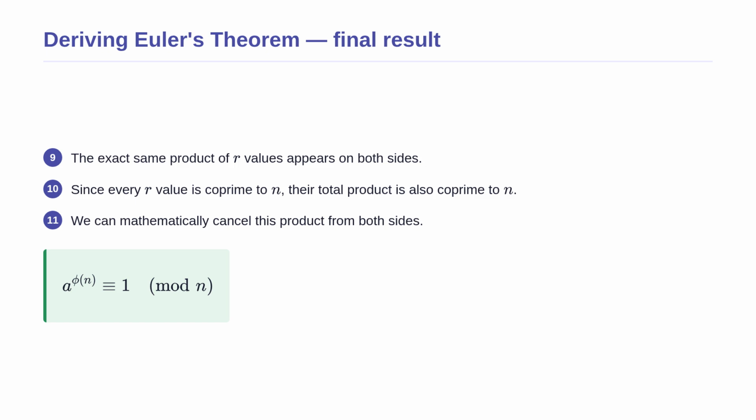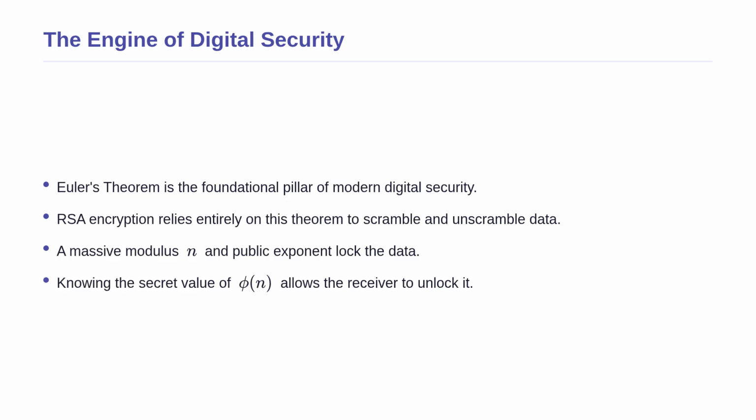When we cancel it out from the left side, we are left with just a to the power of phi of n. When we cancel it from the right, we are left with exactly 1. Hence proved, we have derived Euler's theorem. So, we have proven that Euler's theorem holds.